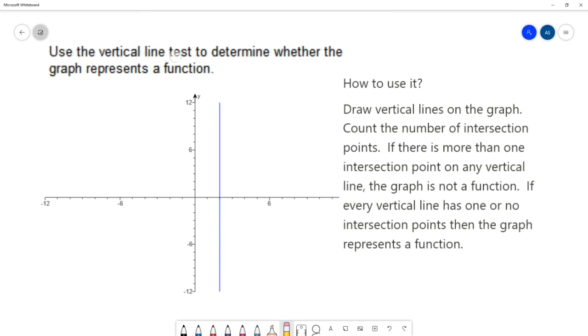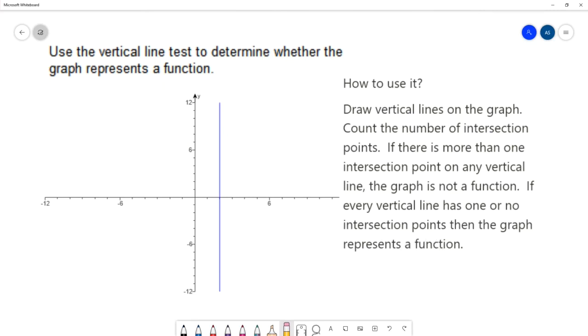Use the vertical line test to determine whether the graph represents a function. So I took a screenshot from our notes on how to use the vertical line test. We want to draw vertical lines on the graph, and we want to count the number of intersection points. If there's more than one intersection point on any vertical line, the graph is not a function. If every vertical line has one or no intersection points, then the graph is a function.